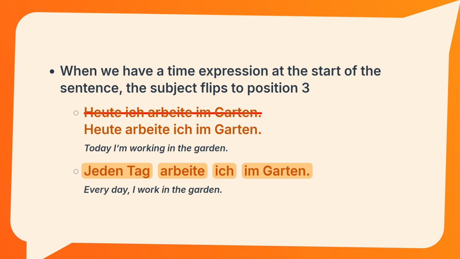However, the second element doesn't necessarily have to be the second word. In this example, Jeden Tag arbeite ich im Garten, the first element is jeden Tag, which is the time expression, and so the verb comes straight after it.